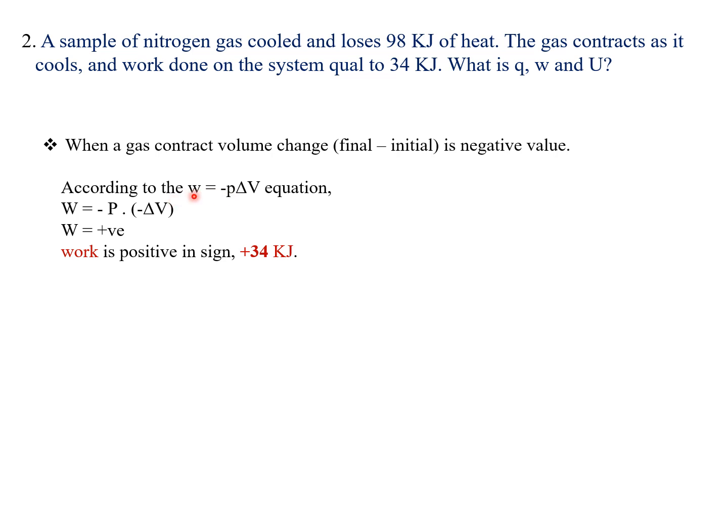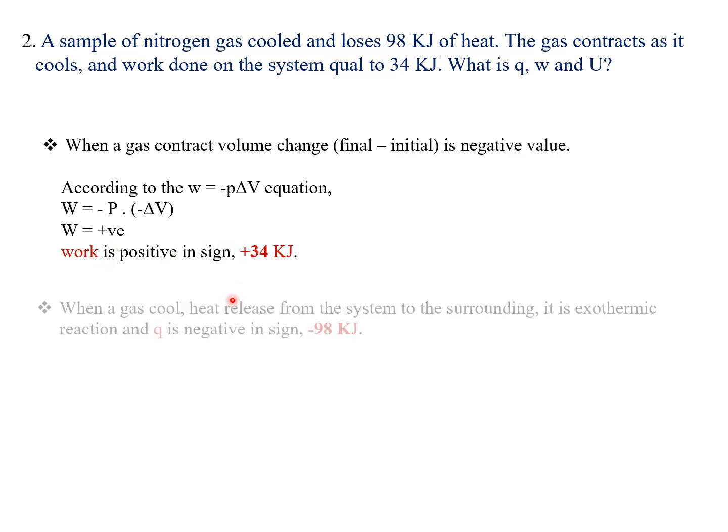And according to the equation, work is negative pressure times delta V. This is the equation: negative, the pressure times delta V. If the delta V is negative, you can see the front negative sign already in the equation. Negative times negative becomes finally a positive work. So work is plus 34 kilojoules.